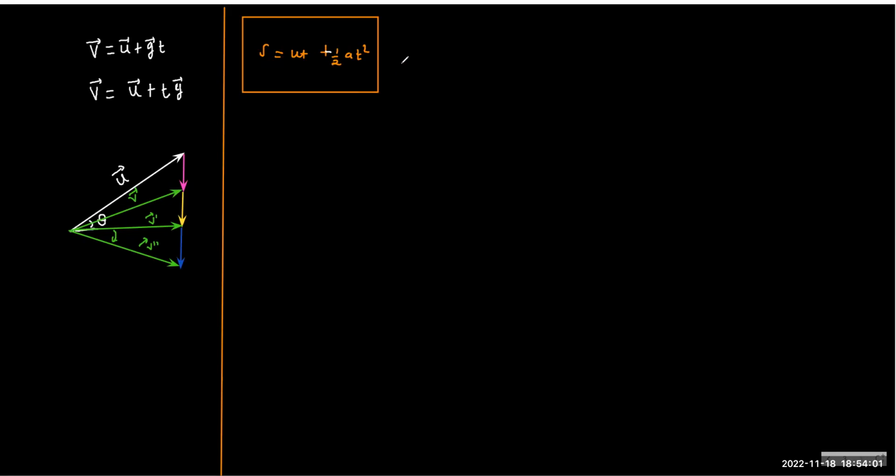So S equals to ut plus half at square. S is called displacement, and by definition, displacement is defined as change in position vector. That is important. What is position vector? It is the vector representing a point in space with respect to origin. I hope this is clear. What is position vector, what is displacement, is it clear to all of you? Yes or no? Yes, sir. So what is position vector?